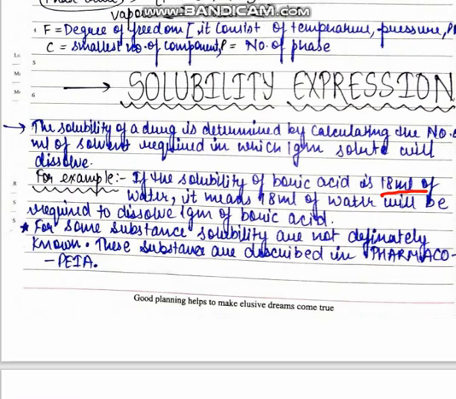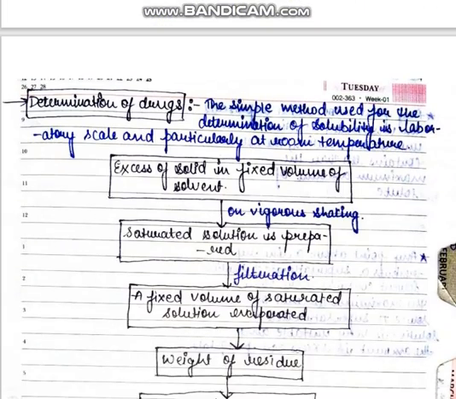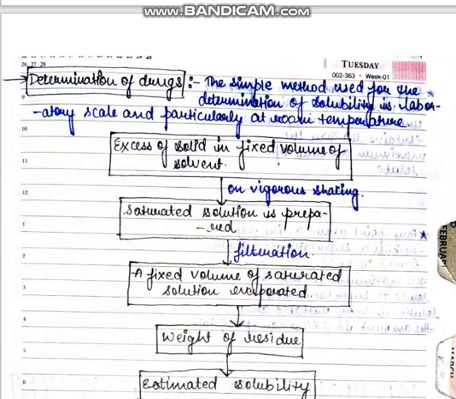For some substances, solubilities are not definitely known, and these substances are described in the pharmacopoeia. Then how will we determine the solubility of a drug? The simple method used for the determination of solubility on a laboratory scale and at room temperature is, first of all, an excess amount of solid is dissolved in a fixed volume of solvent, and then vigorous shaking is done. After vigorous shaking, a saturated solution is prepared.